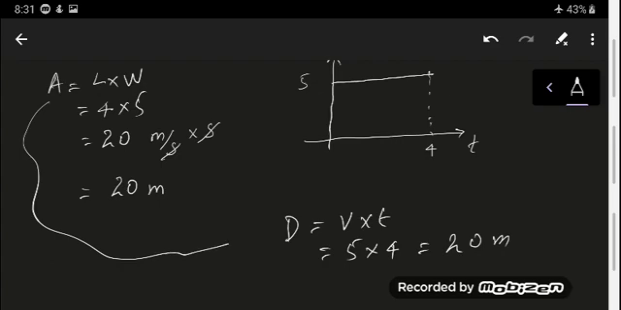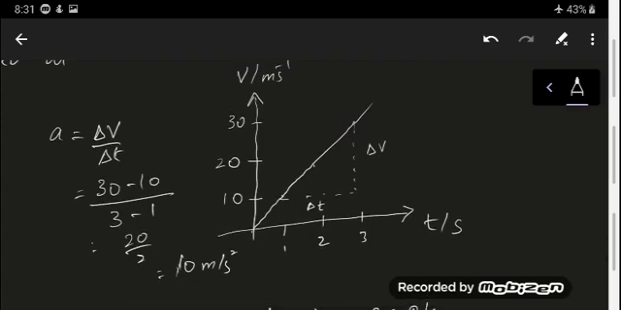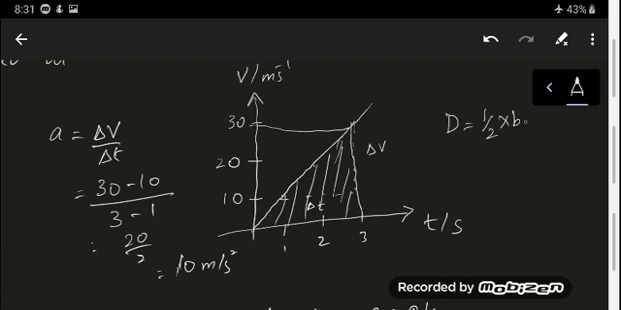So you see that the area under the speed time graph gives you the distance traveled by the object. So if you want to find the distance traveled by this hammer or the feather, you're going to take this area, and that's this area. This is going to give you the distance traveled. So distance traveled is going to be half into base into height, since it is a triangle. So half into base is 3 and the height is 30. So it's going to be 90 divided by 2, that is going to be 45 meters.